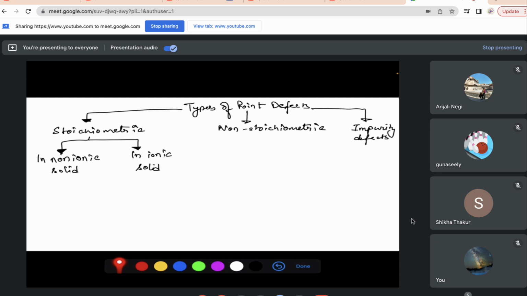This defect is also called intrinsic defect or a thermodynamic defect, because in stoichiometric defect, the proportion of the elements in the solid is not disturbed. This defect arises when there is some vacancy in the crystal lattice, or when some constituent particle moves from its original site and occupies the interstitial sites. The stoichiometric defect is observed both in non-ionic solid and in ionic solid, okay?